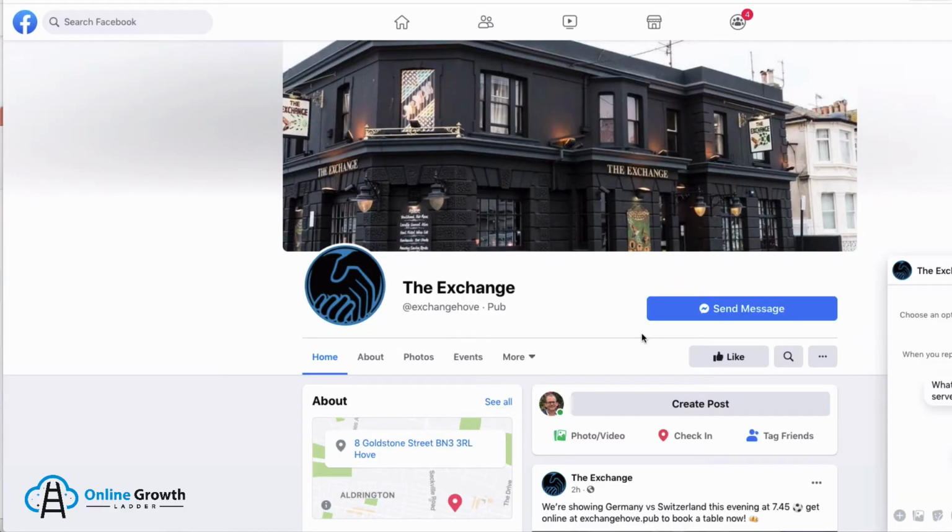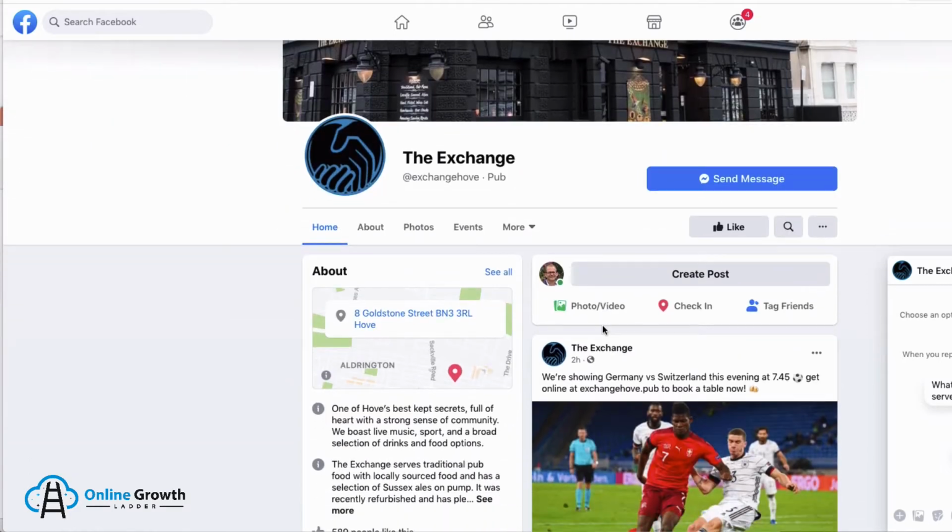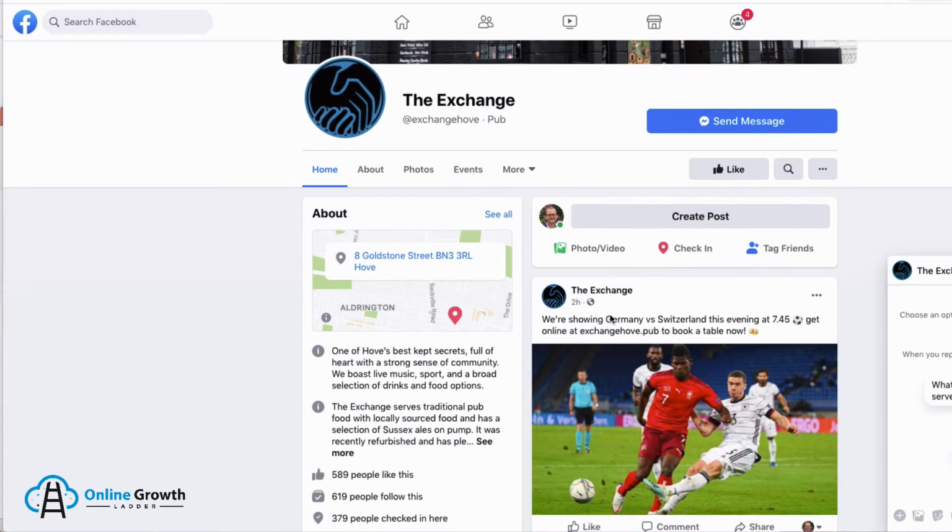I thought it'd be fun to use my local pub as an example of how to use the AIDA model, basically. We'll just scroll through some of their posts here. So there it is. It's in the back streets of Hove, a sort of suburb of Brighton. So it hasn't got much passing traffic. So the only way that they can get business is by building a loyal set of customers to come to the pub. They've got a nice picture on Facebook here, and they show a lot of sports in the pub. It's one of the key reasons why people go to the pub.